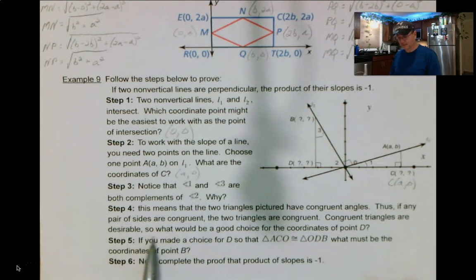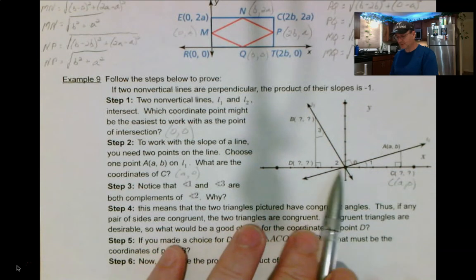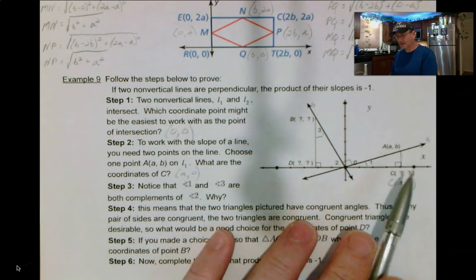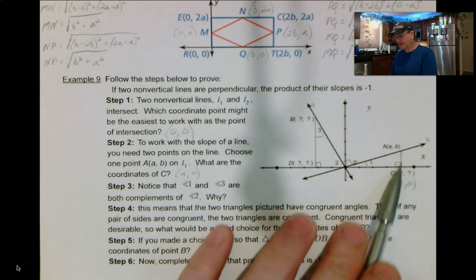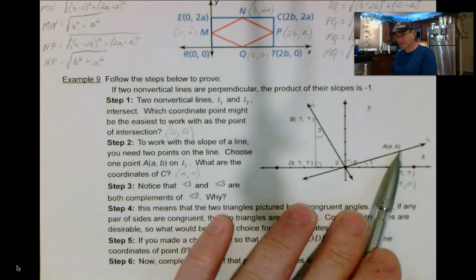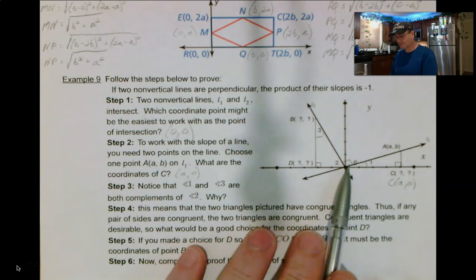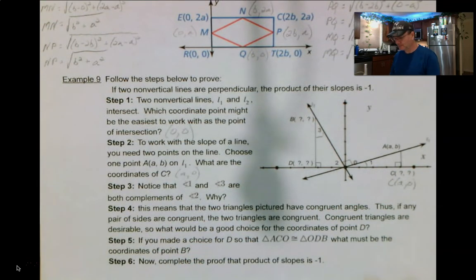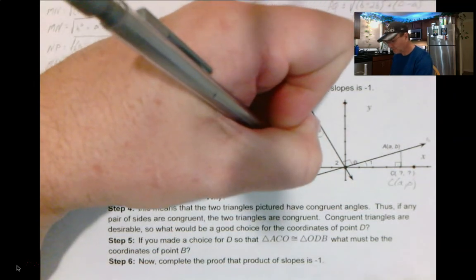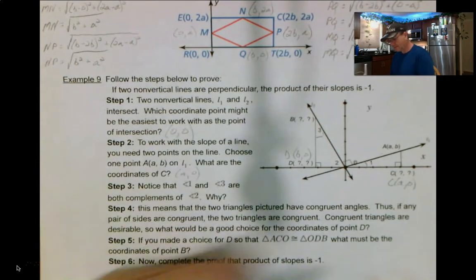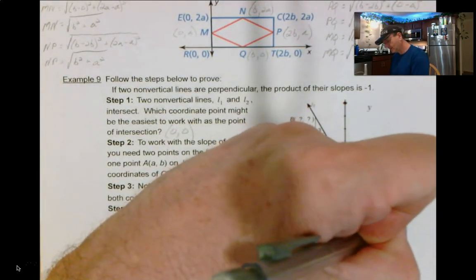With that in mind, congruent triangles are desirable. So what would be a good choice for the coordinates of D? I just said I want OD to be congruent to AC. What is the length of AC? AC is B units long. So what do we want for the length of OD? We want it to be B units long. B, comma, 0.